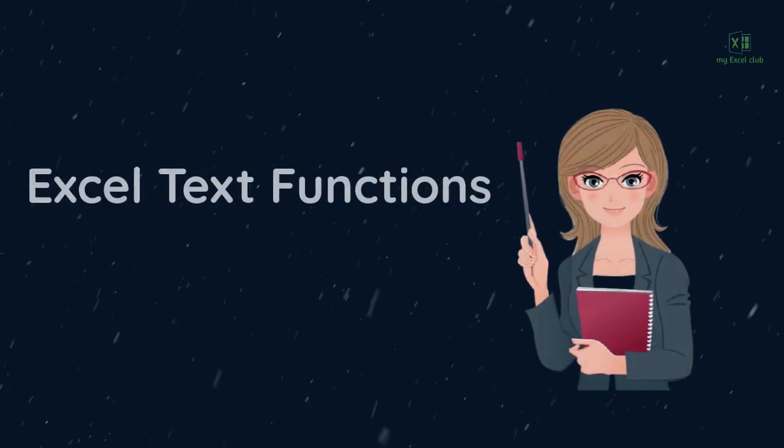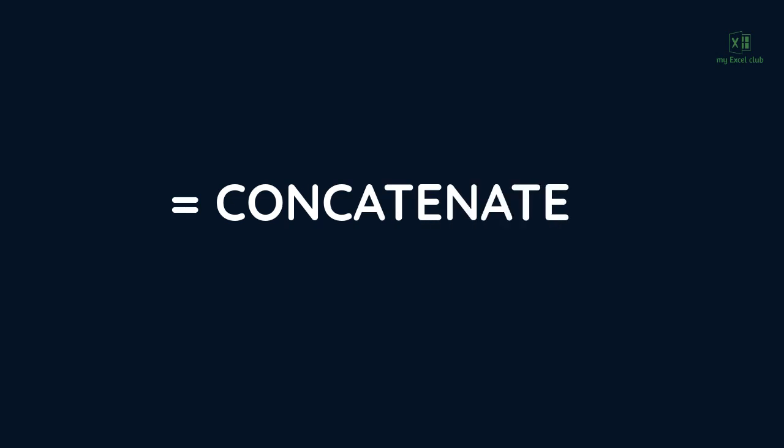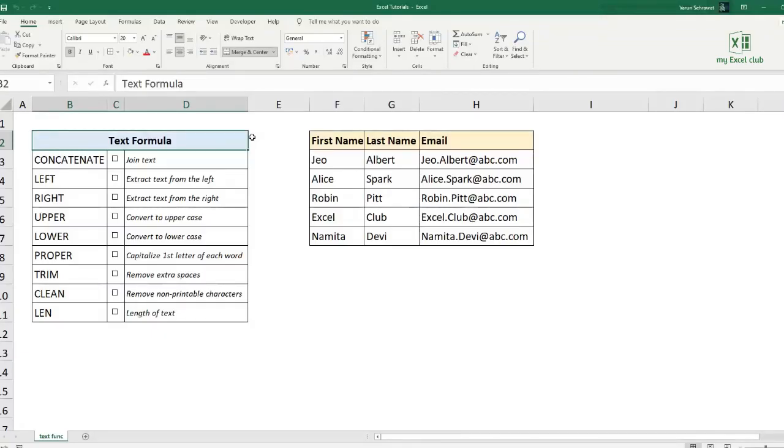This video is about the text functions of Excel. So let's get started. Let's cover all the important text formulas in Excel. The first one is concatenate. This formula is used to join two or more texts together.